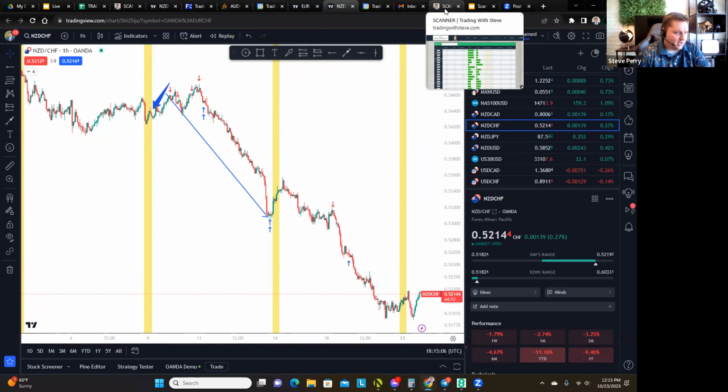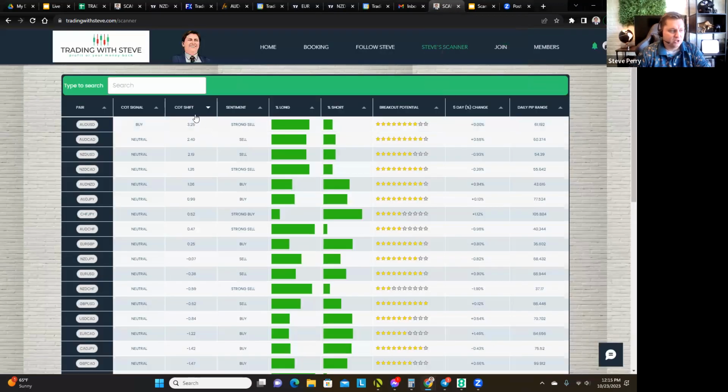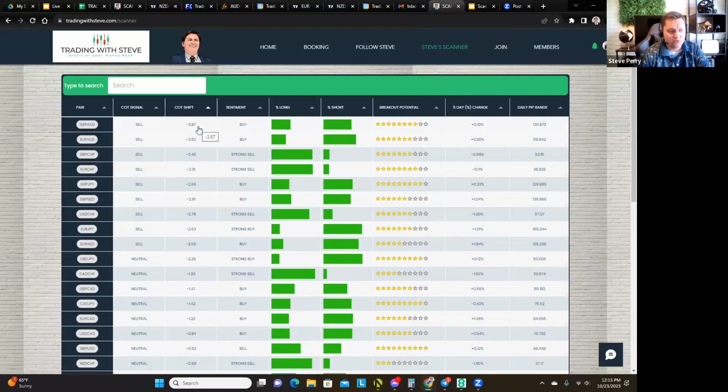And again, that's what you're looking for, the biggest shifts. We don't have huge shifts this week, but they are still there and they're still worth looking at. So for example, this week, the pound Aussie has the biggest shift. It's classified as a sell and it's a minus 3.87. So naturally, that's almost a 4% change in position. So I'm looking for sell opportunities on the pound Aussie.